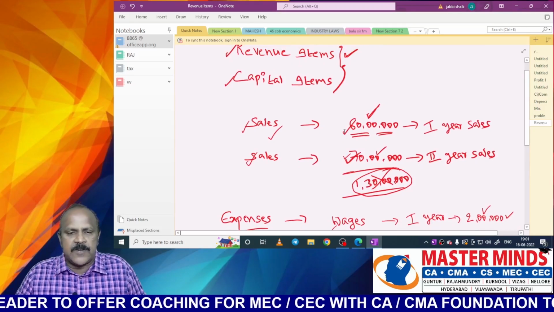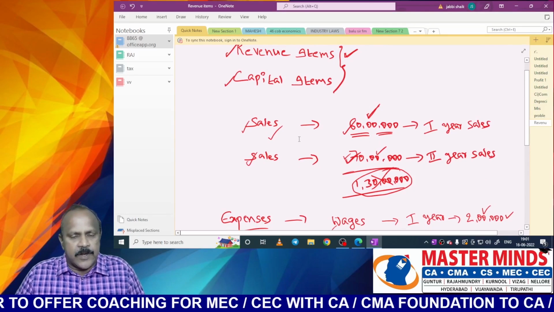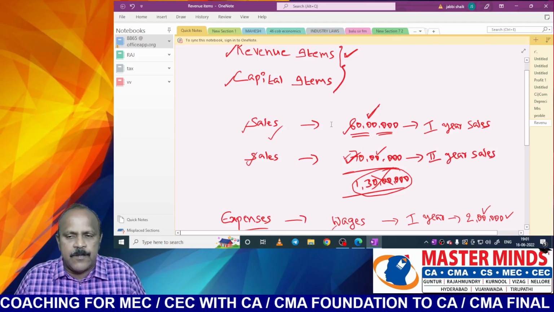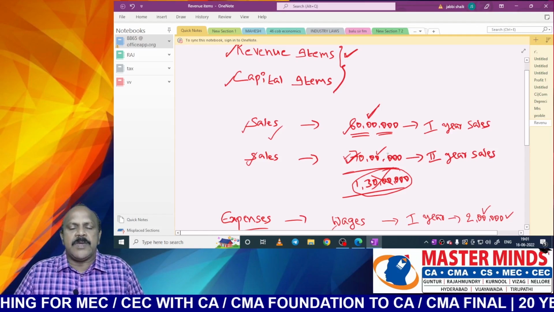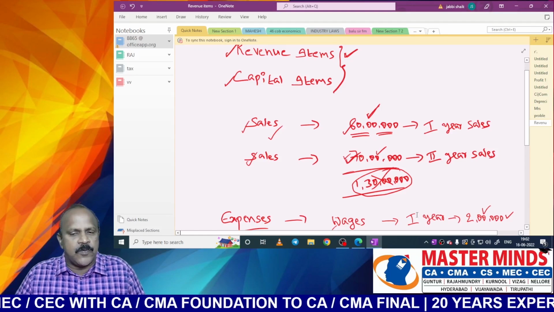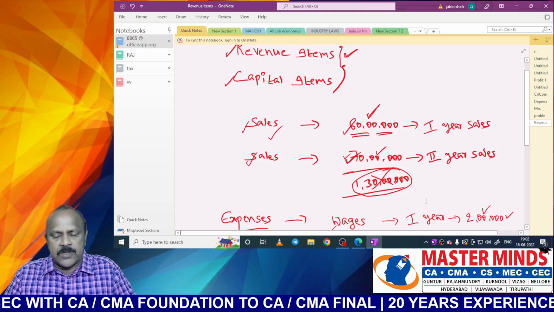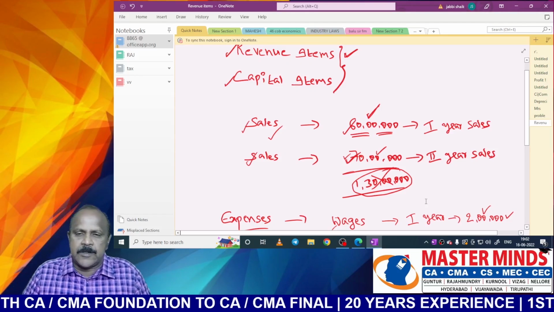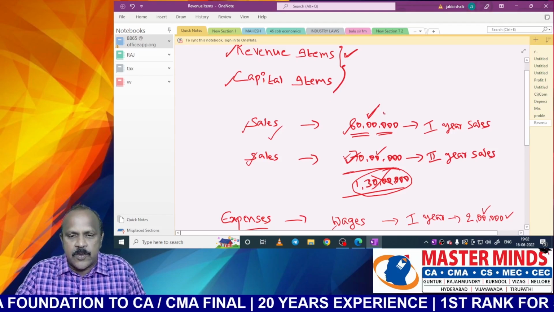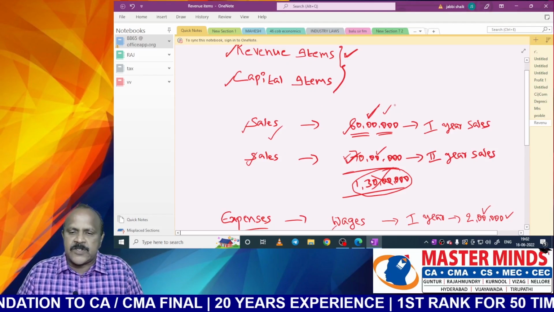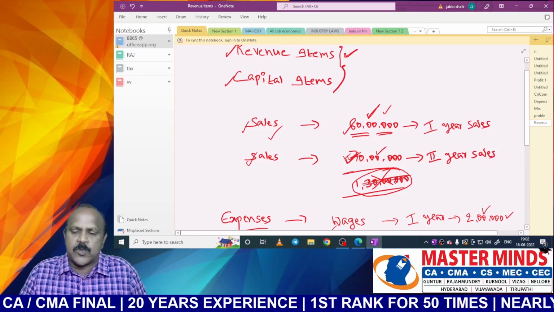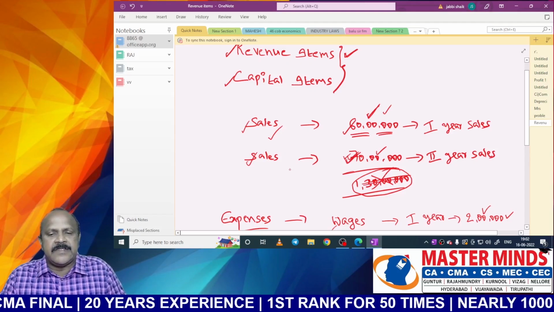We took the example of sales at first. First year sales should be confined to first year itself. Second year sales should be confined to second year itself, and we should not answer in a cumulative way. When we are asked about sales of the organization, we should state the amount of sales individually. First year sales is 60 lakhs, second year sales is 70 lakhs, but not in a cumulative way, students. This way, sales is a revenue item.